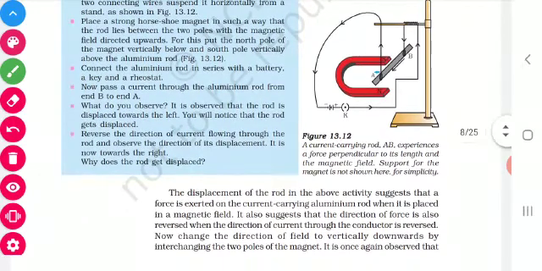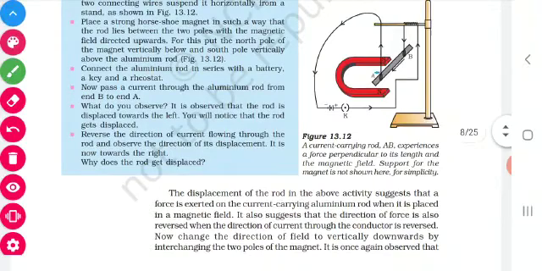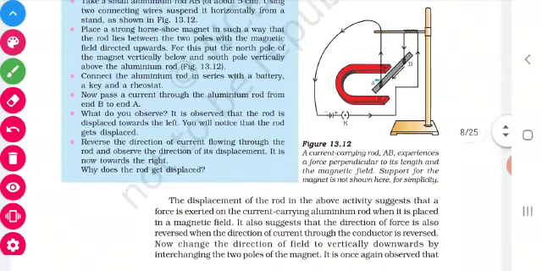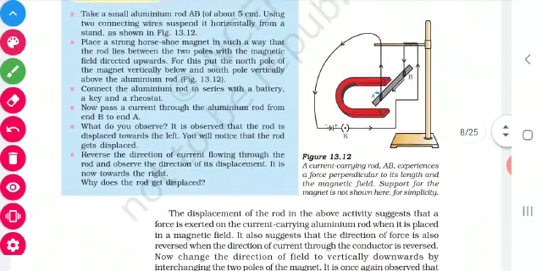Now we have to pass the current. We already know the current passes from the positive terminal to the negative terminal. If we switch on the battery, the current will pass in this manner, from the positive to the negative. So what happens is this aluminum rod will be displaced towards the left.